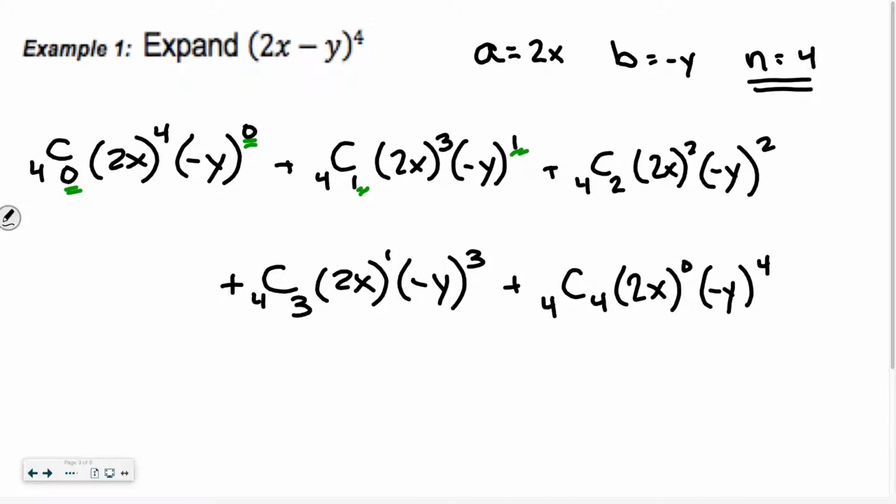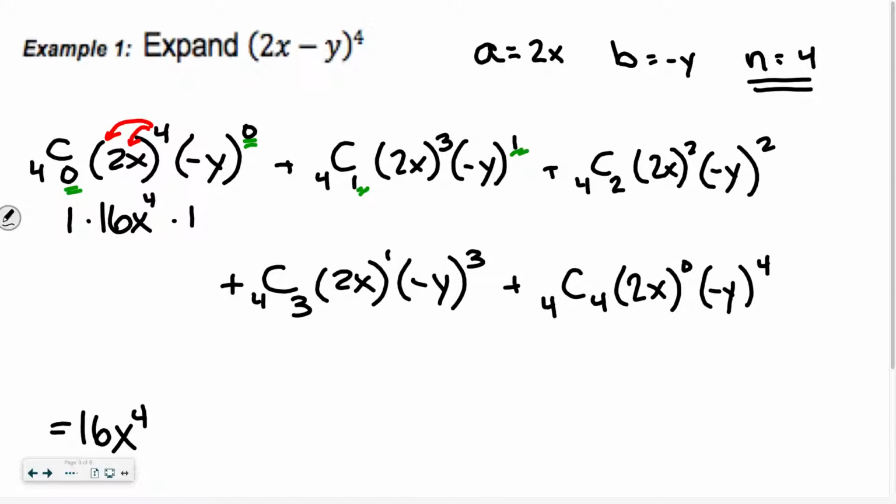Okay, so we already know what a combination of 4 choose 0 is, right? 1. Be real careful with 2x to the fourth. What do you have to remember to do? Distribute to the 2 and to the x. So this is 16x to the fourth. And then anything raised to the 0 is 1. So 1 times 16x to the fourth times 1 is 16x to the fourth. I'm going to write that up a little lower so I have room to put the other one. Okay, there's my first term.